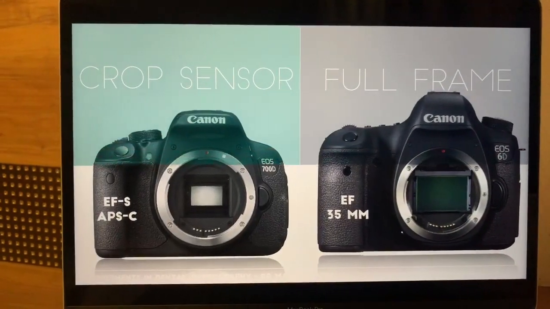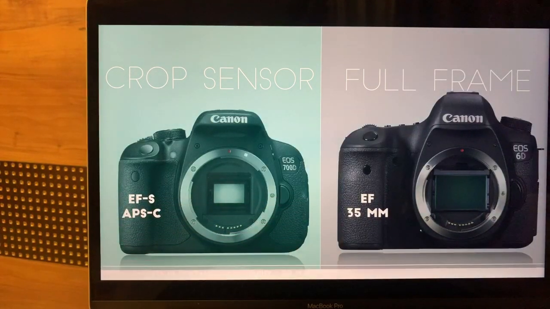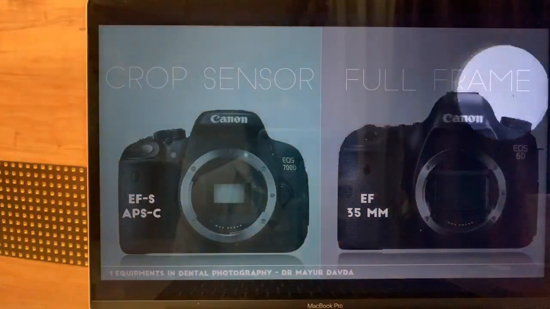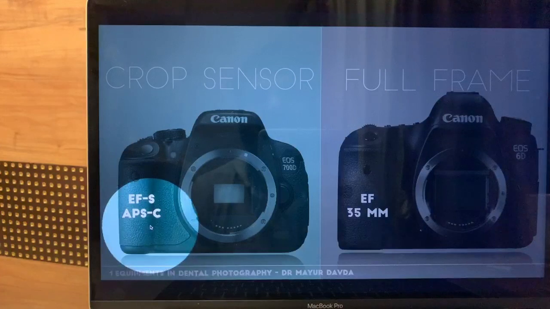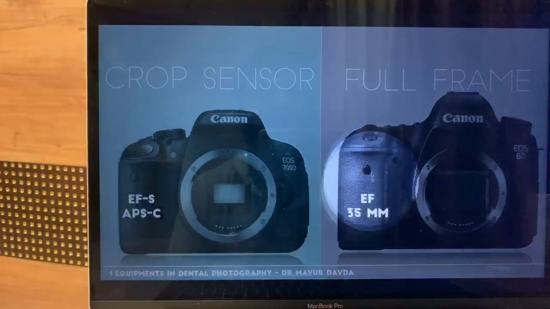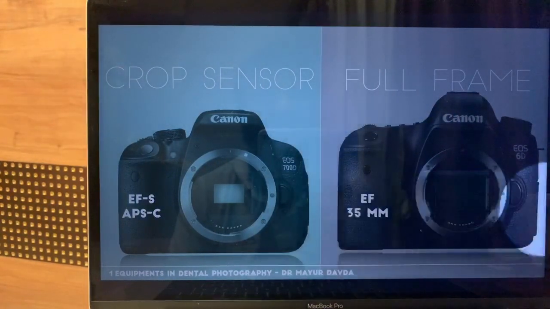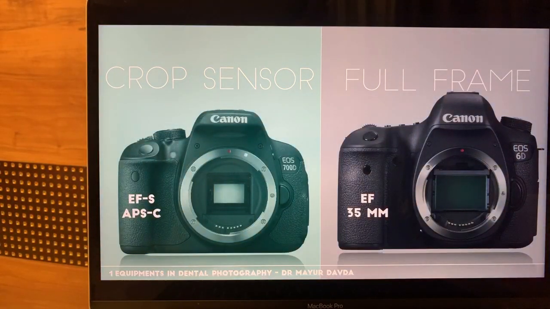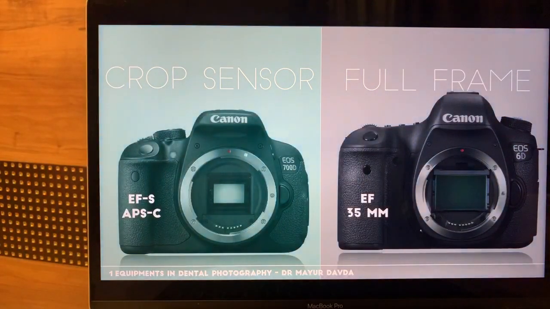To start off with a recap, if you all remember, we have two types of camera bodies. One is a crop sensor and one is a full frame camera. The crop sensor is also called as EFS camera in Canon, and it is also called as APS-C cameras, whereas the full frame, it is called as EF camera. It is also called as 35mm. However, if you are a Nikon user, the crop sensor will be called as DX format and the full frame will be called as FX format.